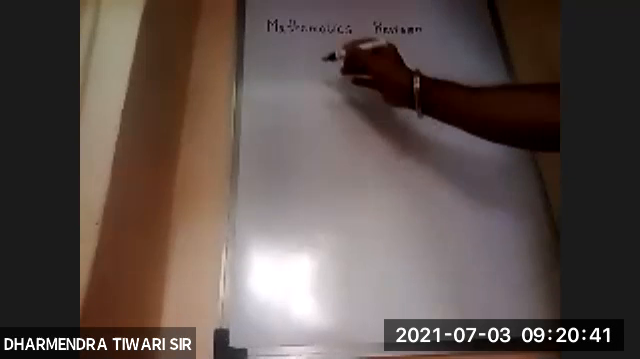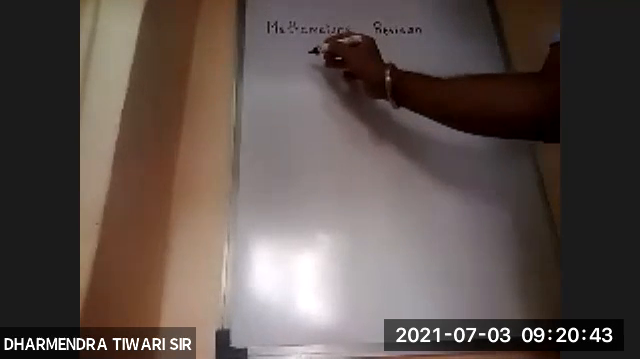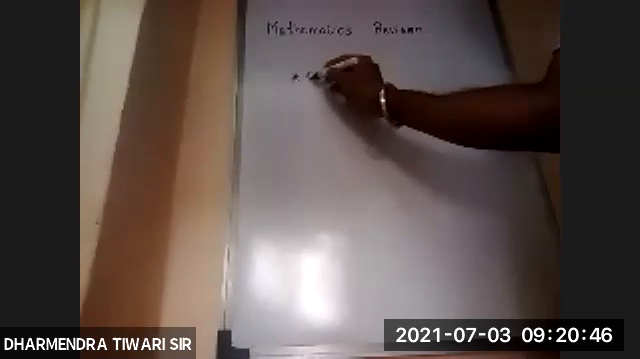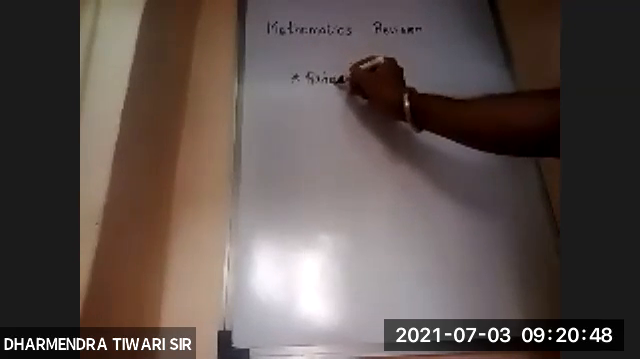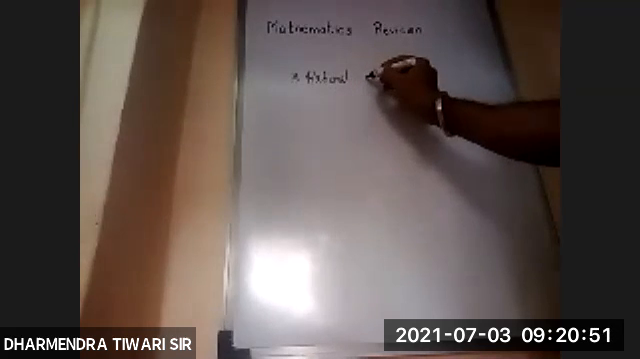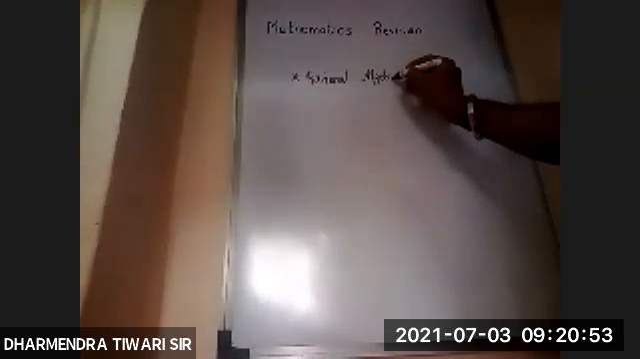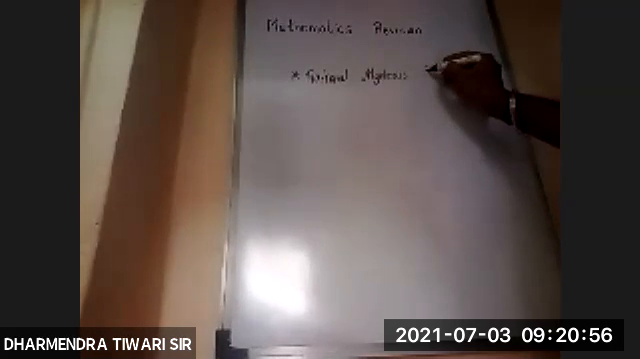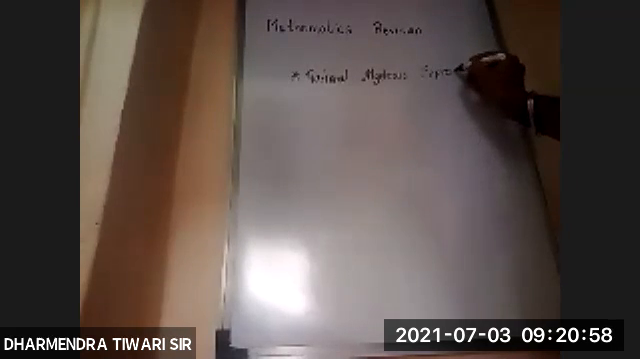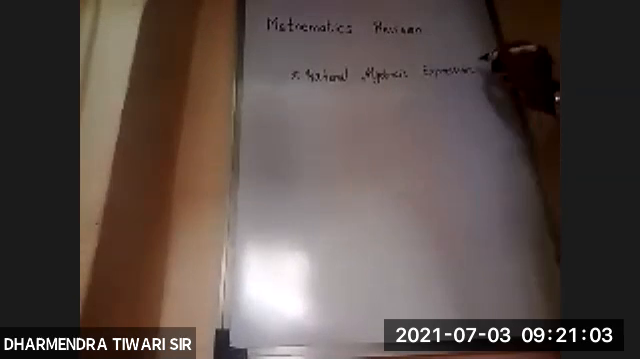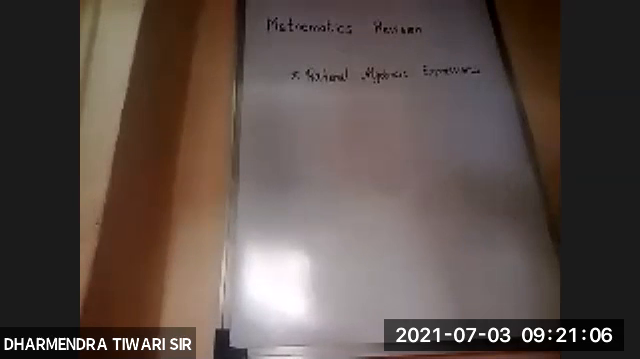Let's take an example, simplify. I will be writing the title: rational algebraic expressions. This is the title. Rational means having an algebraic expression, but in numerator as well as in denominator.